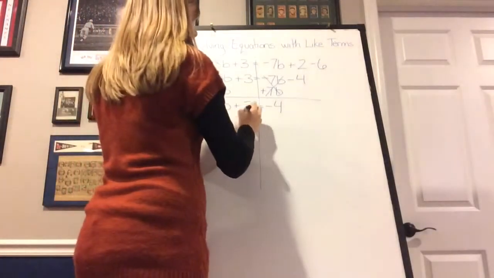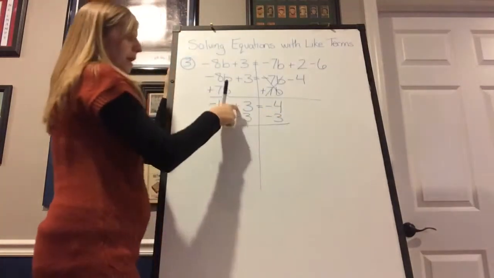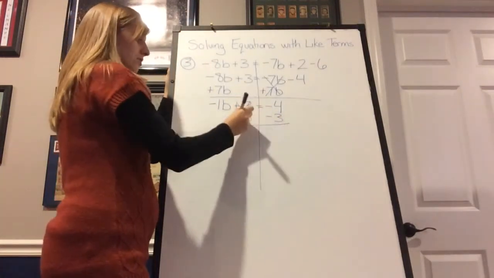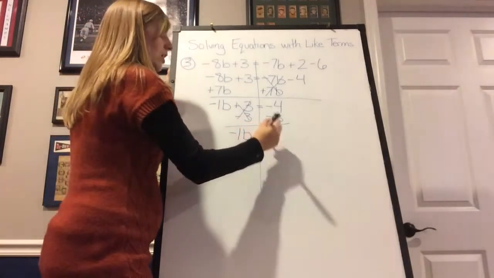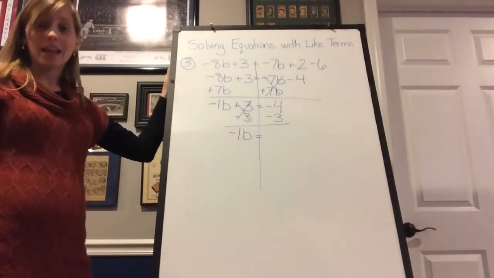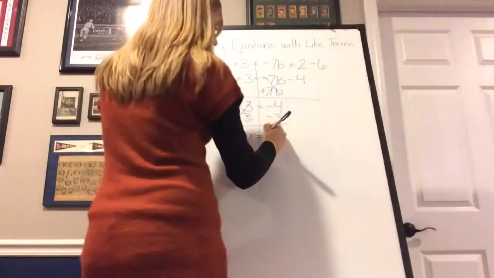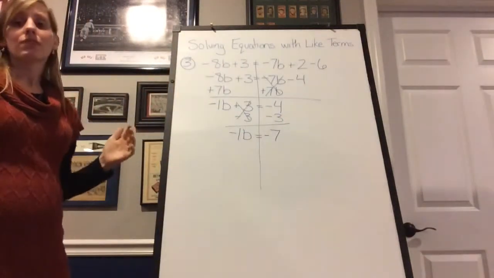So I'm going to put negative 3 on both sides. Positive 3 and negative 3 cancel. Negative 1b just comes down. Negative 4 and negative 3, the signs are the same, so you actually add those. You're going to get negative 7. Keep the sign of that bigger number. We're almost finished at this point.